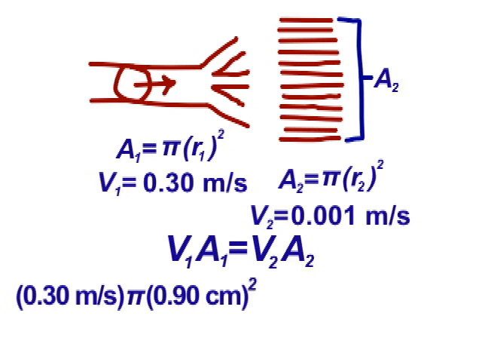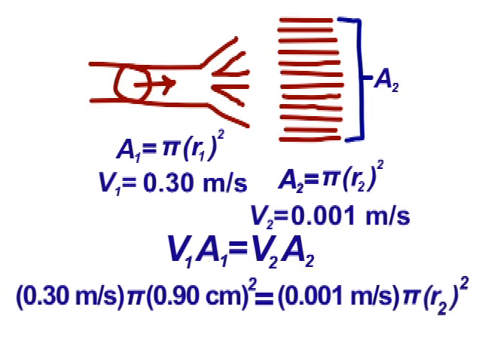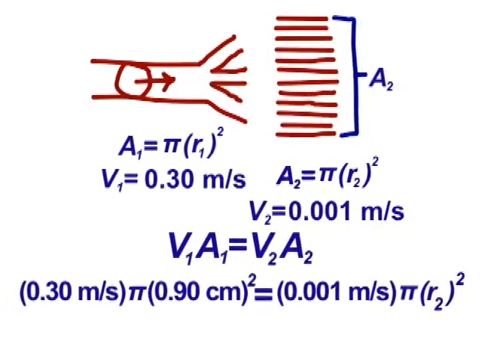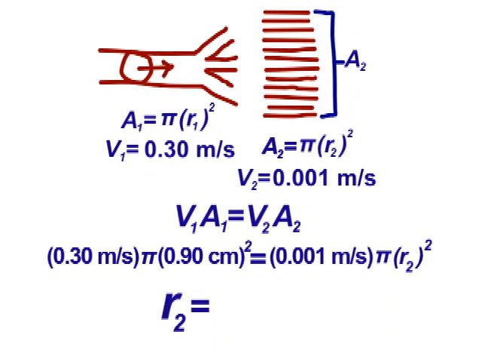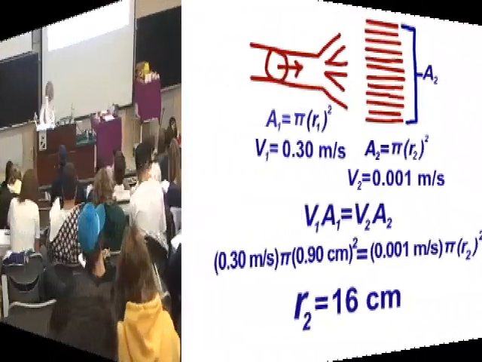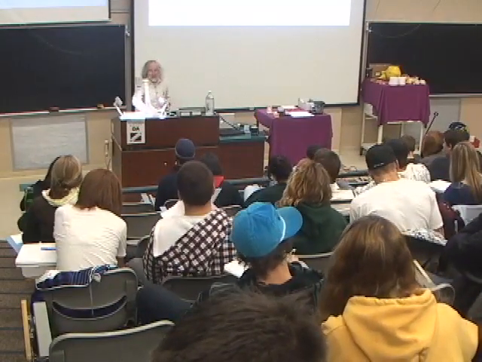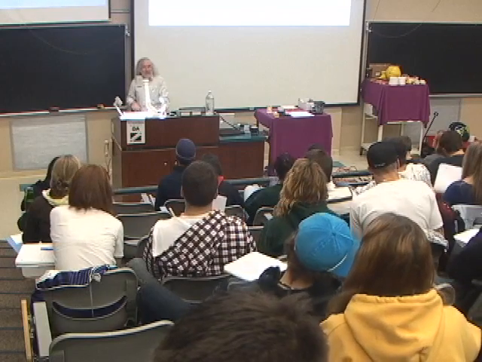I'm going to have centimeters on the left side and centimeters on the right side, so I'm going to leave things in centimeters. 0.30 times pi times 0.90 centimeters squared is equal to 0.001 meters per second times pi times the radius R2 squared, and R2 is what we're solving for. I have everything I need in this equation except for R2, and if I work that out, I get R2 is 16 centimeters. 16 centimeters is a bit over 6 inches, so the diameter is a bit over a foot.